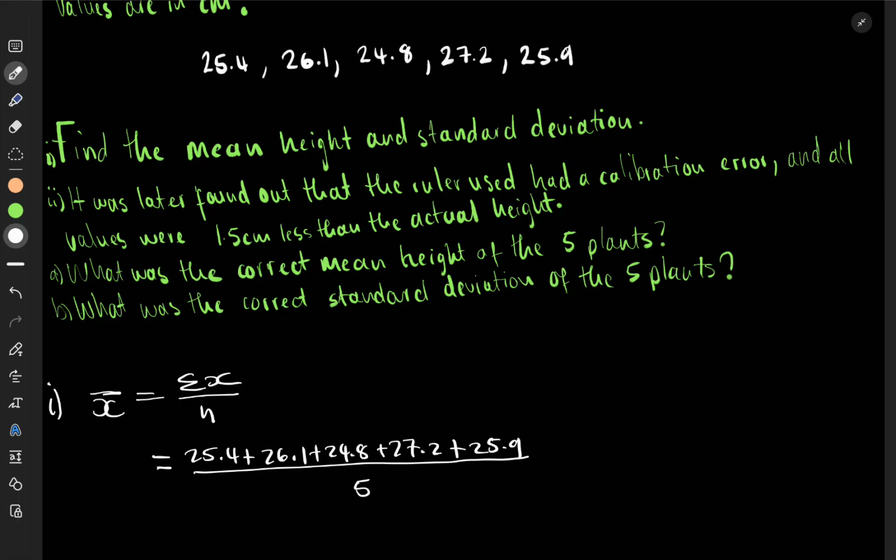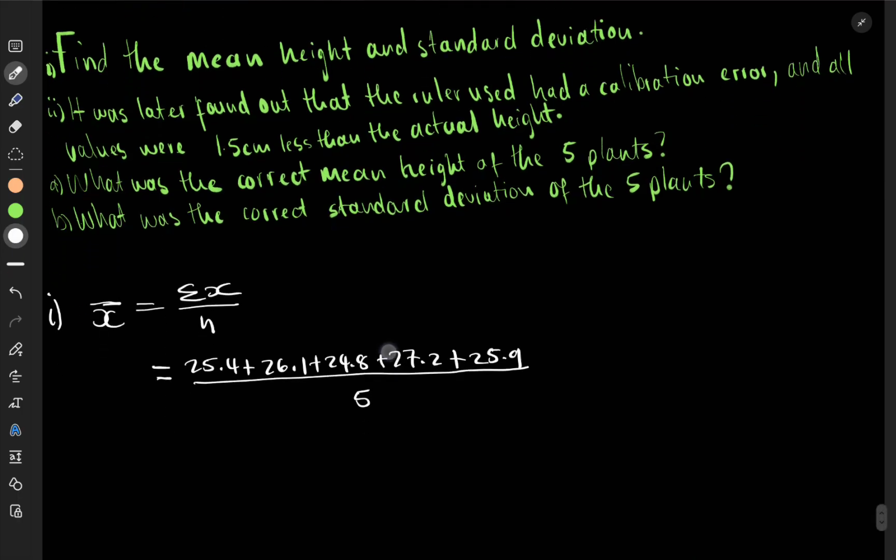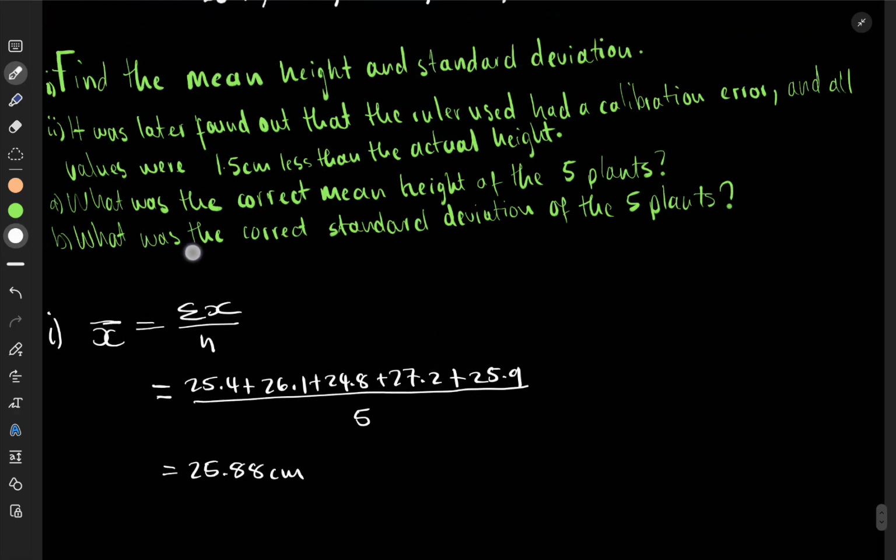I would say 25.4 plus 26.1 plus 24.8 plus 27.2 plus 25.9. I get an answer, then divided by 5. I'll get 25.88. This is going to be my mean. Okay, 25.88 centimeters. Easy peasy lemon squeezy.